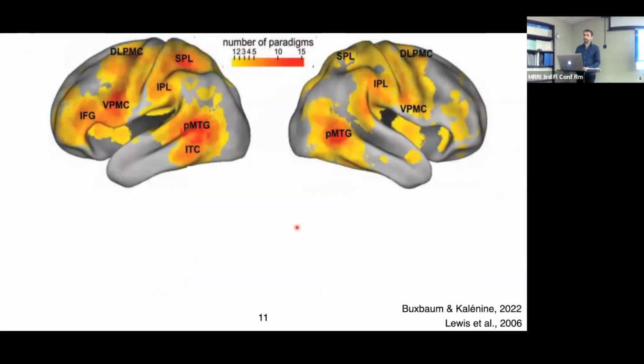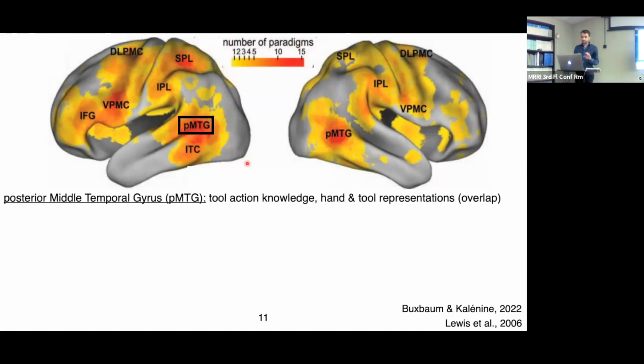Here is the result of a meta-analysis, where they find some relevant hubs for tool use. The more the color is red, the more studies found involvement of that part of the brain for tool use. Let me go through some of those critical hubs in tool use and explain what might be their contribution to the tool use process.